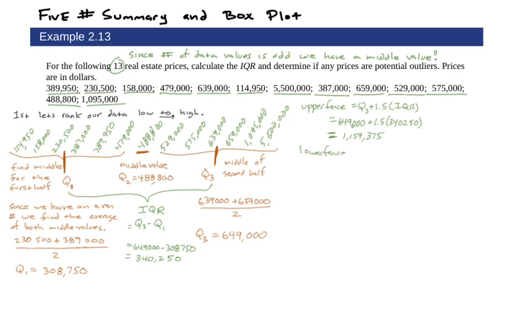Extremely high. And we're going to do the same thing on the lower end. Q1 minus, this time, 1.5 times the IQR. And if we plug that in, we're going to go ahead and get our lower fence. It's negative 201,625. Now, if we're talking real estate values, you're not going to have a property that's valued at negative. But this is completely a mathematical computation. So in context, it might not have any meaning, but this is actually the lower fence.